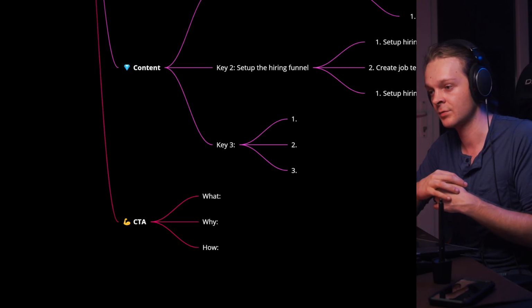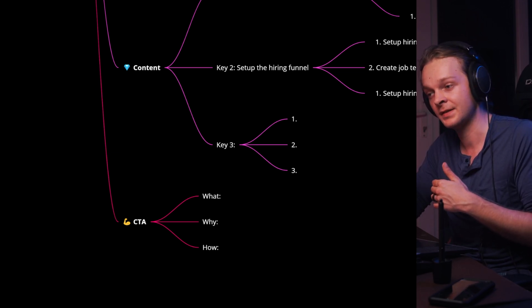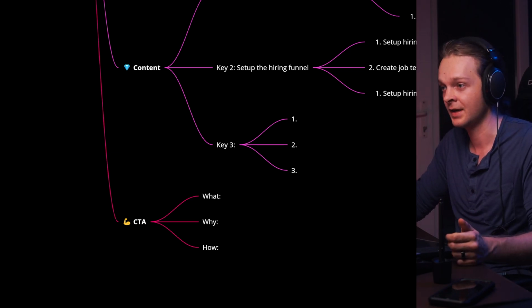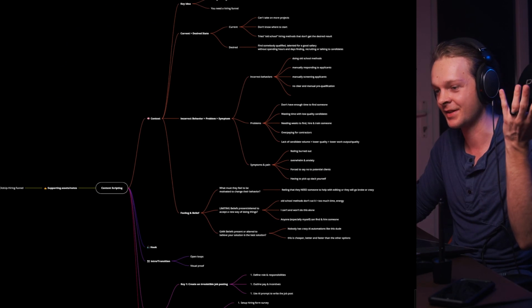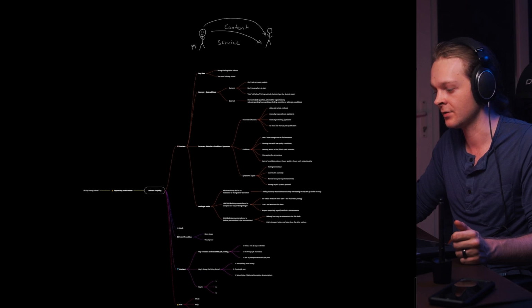The what in this case would be like, hey, get access to this complete hiring funnel template inside of our community, so you can stop manually screening your applicants and insert other benefits that we identified earlier. So that could be an example for that. So that's pretty much the entire video scripted out.